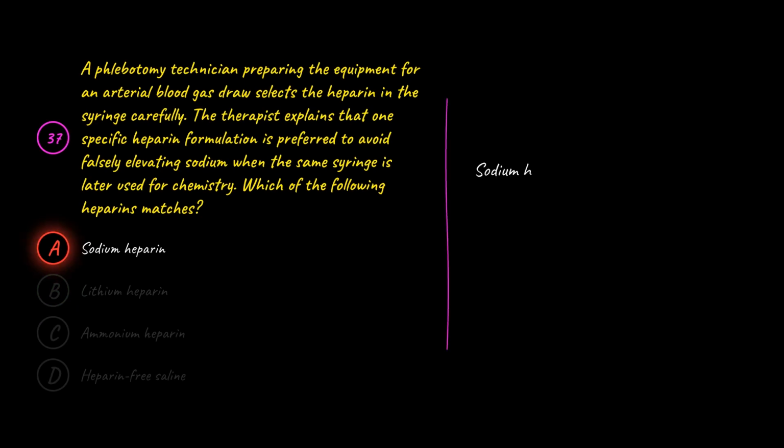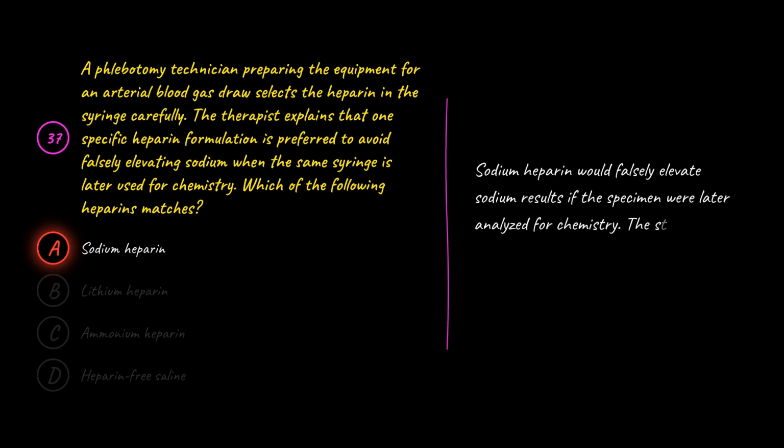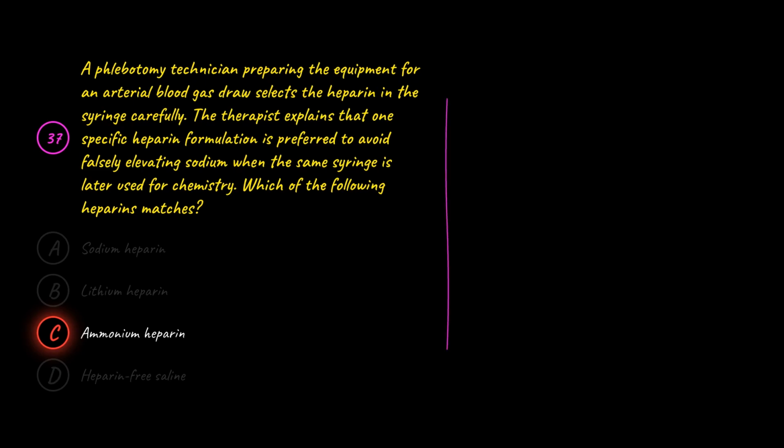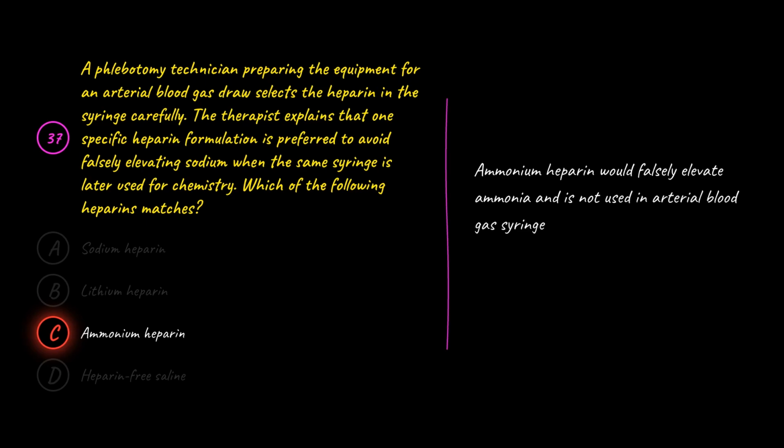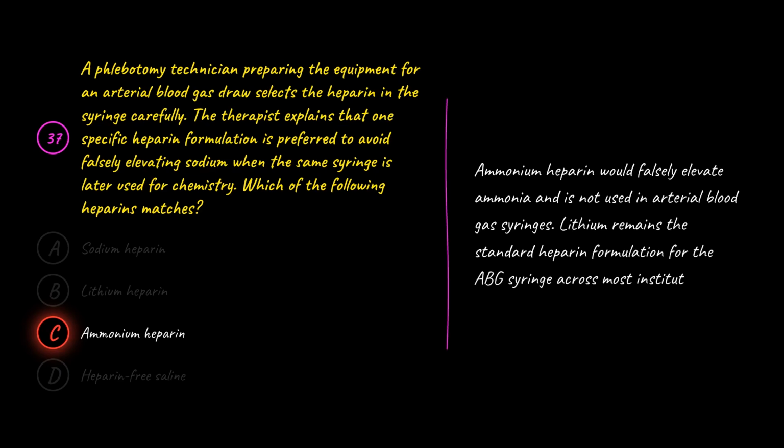A is wrong because sodium heparin would falsely elevate sodium results if the specimen were later analyzed for chemistry. The standard prefers lithium heparin specifically to avoid this interference in the assay. C is wrong because ammonium heparin would falsely elevate ammonia and is not used in arterial blood gas syringes. Lithium remains the standard heparin formulation for the ABG syringe across most institutions.